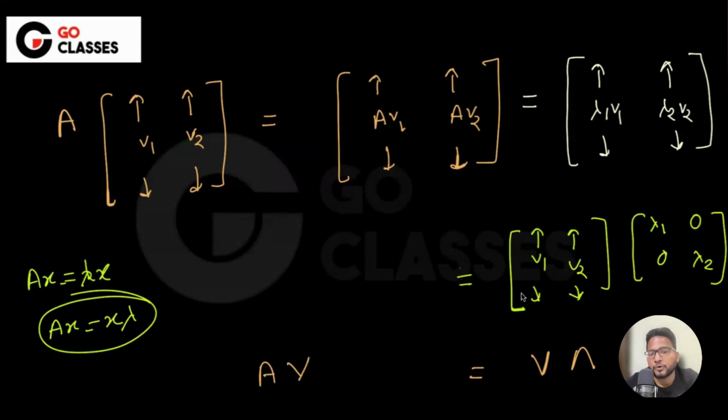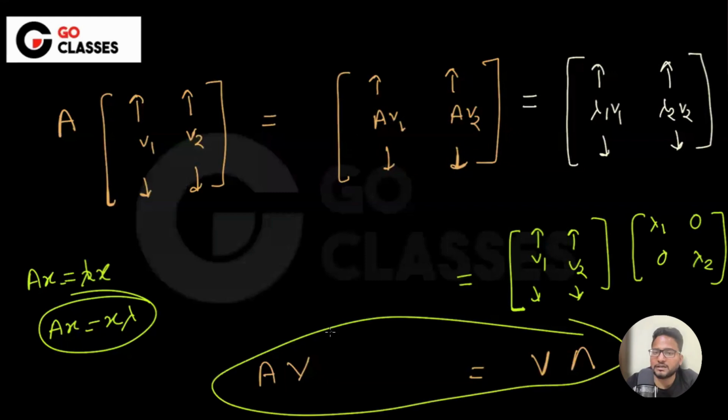For this to happen, have I assumed anything, that A should be invertible, symmetric, or anything? Or is this true for any matrix? Should the eigenvectors be independent, or the eigenvalues be different? Have I assumed anything? I don't think I have made any sort of assumption, right? So this is true for any square matrix.